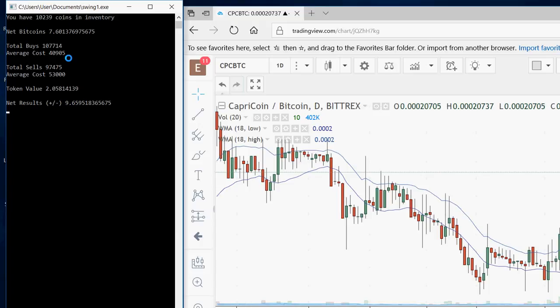Your stats at this period would have you worth almost 10 Bitcoin profit. You'd have plus 7.6 Bitcoin net from where you were. Remember, you start at like -3 because you have to buy to get in. 100,000 plus buys at an average Satoshi cost of 40,900, 97,000 sells at 53,000. And all I'm doing is using a computer with basic mathematics to do my buying and selling.